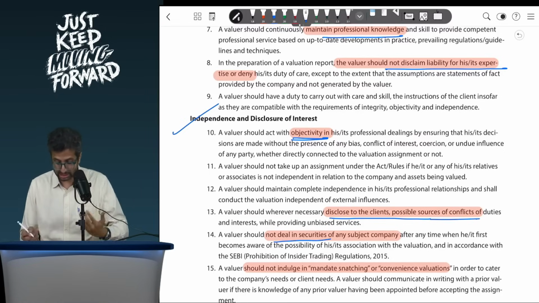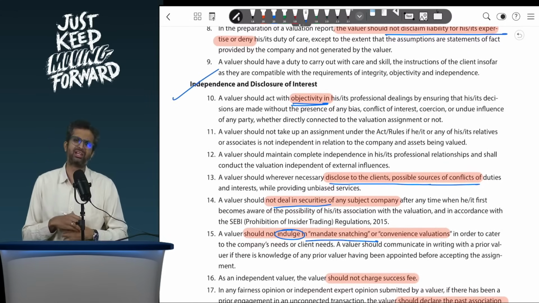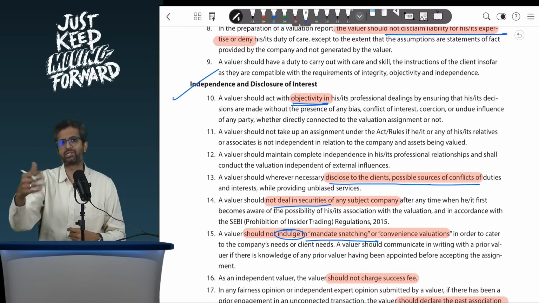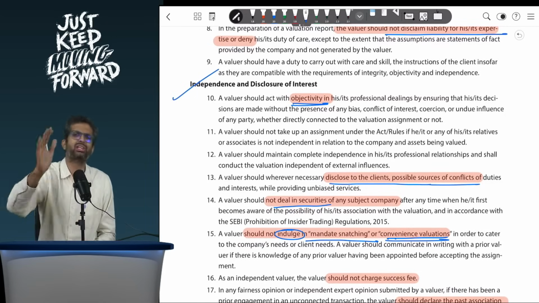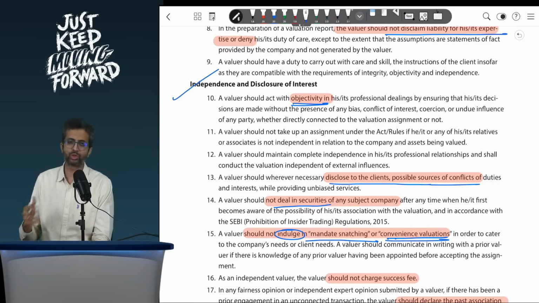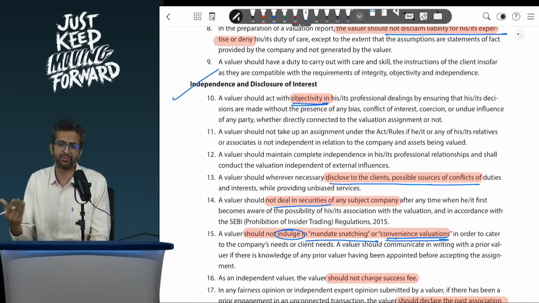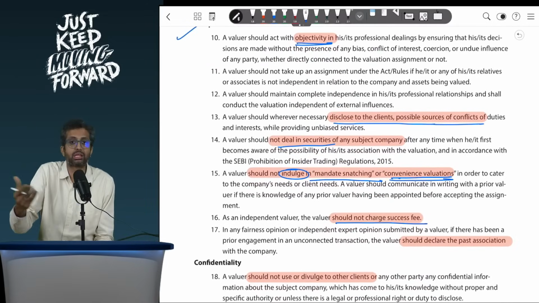You should not deal in securities. You should not engage in mandate snatching. What does mandate snatching mean? Quoting any low price just to get the deal, or convenience valuation, promising that I'll give you the valuation you want if you give me the mandate. You should not be doing that. That affects your independence. You should not charge a success fee, because valuation is irrespective of your success.